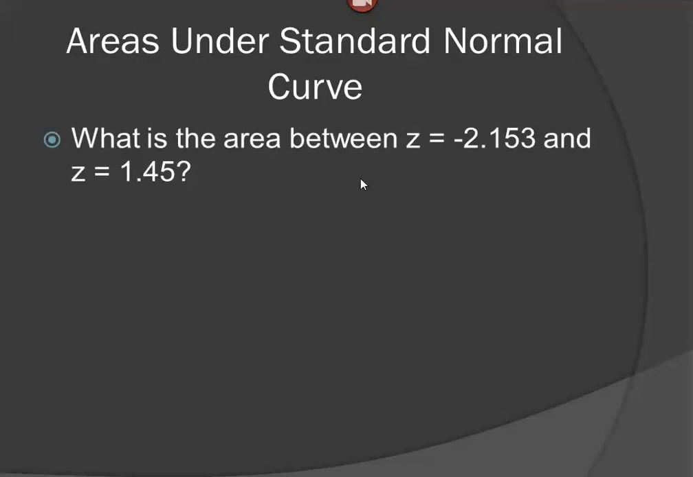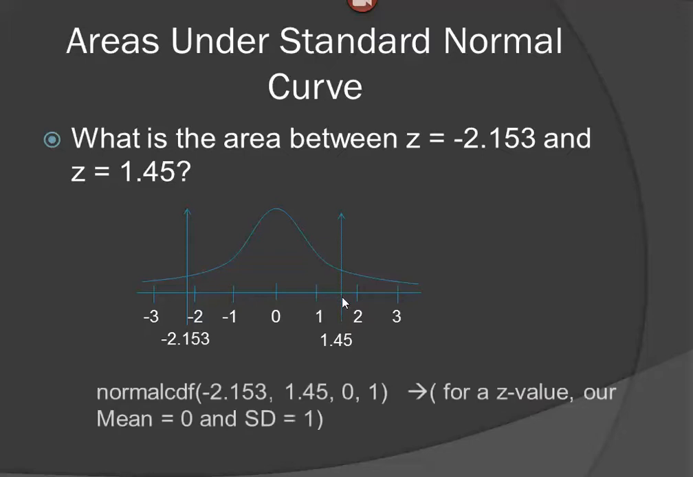All right, what if we're going between two values? Here, I don't have anything that's unbounded. In fact, we're looking for a very specific area between two definite boundaries, and so infinity doesn't come into play. We're just going from negative 2.153 all the way up to positive 1.45. And we find that area to be about 0.9108, or about 91% of my data.